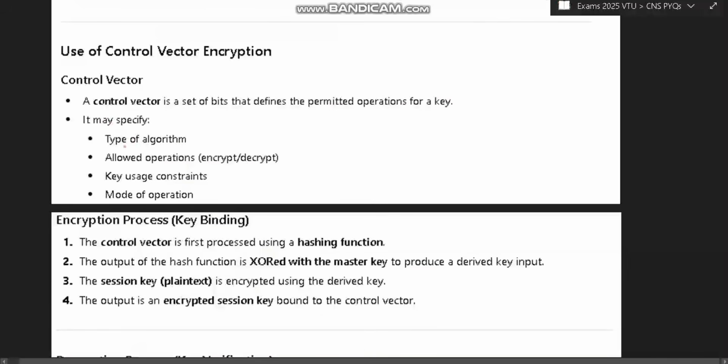So it may specify which type of algorithm you can use. What are the allowed operations? Whether you can encrypt with the key or decrypt with the key. What are the key usage constraints? How much can you use? What is the mode of operation?